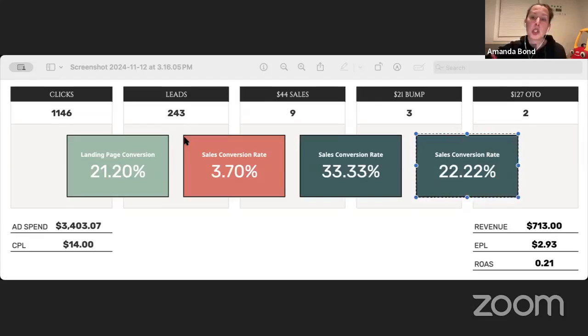But truly looking at these numbers, we can't spend $14 to consistently make $293 at any sort of scale. We'd go broke, right? So the biggest point of improvement here is the sales conversion rate. For me, there are 2 things that make that up.